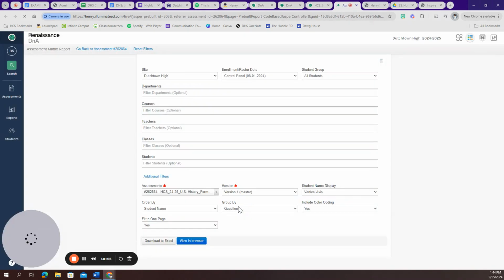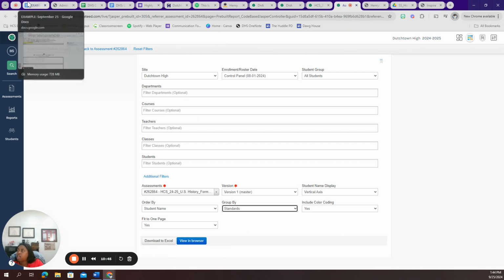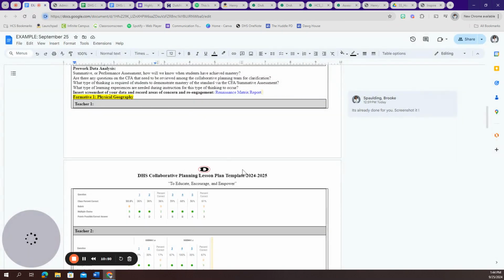And then it's going to say group by. Your group by is going to be from question to standard. The reason why we're going to put it in the standards is because most of the time our formatives and definitely our summatives are going to test or assess multiple standards at once. So we want to make sure that we are breaking down the data and being very intentional about it. And luckily it already does it for us.